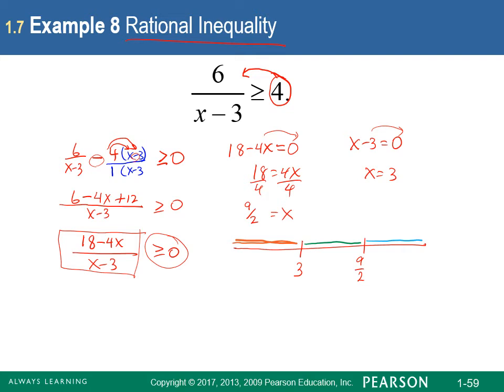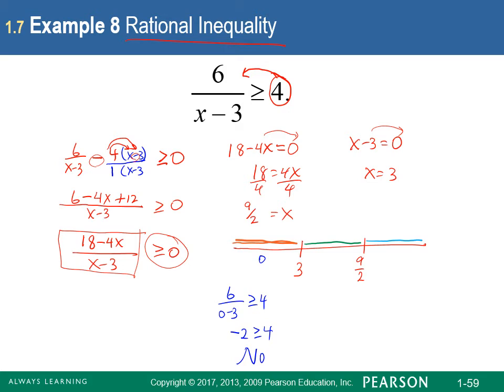We need to choose a number in each region to see if it works in the original inequality. So to the left of 3, somewhere out in here, I'll use a blue marker, is a 0. If I plug in the 0, I get 6 over 0 minus 3 is greater than 4. Well, 0 minus 3 is just negative 3. 6 divided by negative 3 is negative 2. So is negative 2 greater than 4? No, it's not. So I'm not going to shade that orange region.